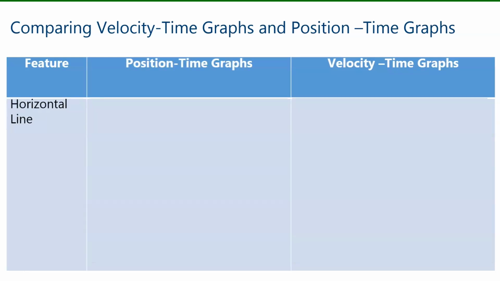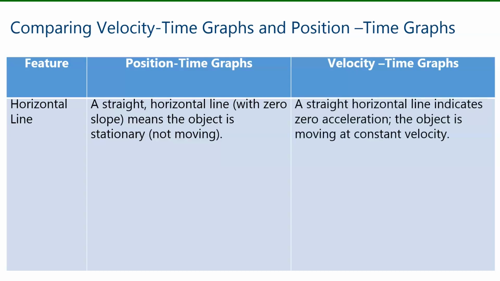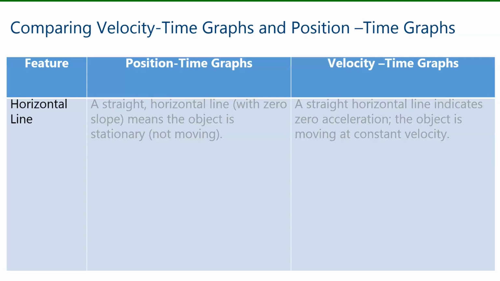Our next feature is a horizontal line. On a position time graph, a straight horizontal line with zero slope means the object is stationary, it's not moving. But on a velocity time graph, a straight horizontal line indicates zero acceleration. The object is moving at constant velocity, unless that line is across the x-axis, of course.